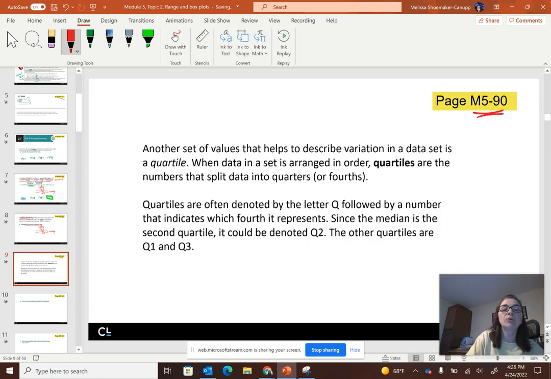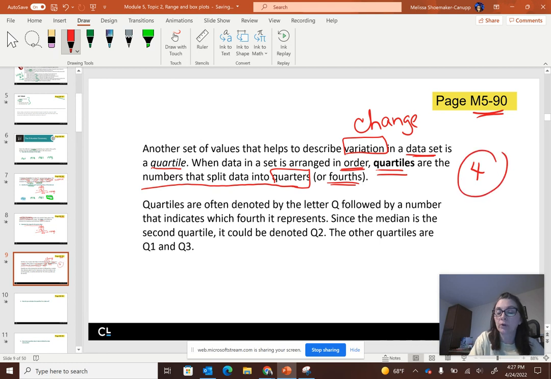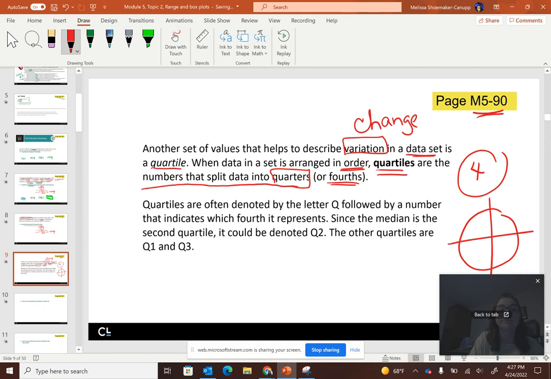Moving on, page M590. Remember, pause if you need more time to write something down. Another set of values that help describe variation. Variation is just change in the data set, that's your numbers, is a quartile. Okay, we're going to work on this all week. When data in a set is arranged in order, quartiles are the numbers that split data into quarters, or 1/4. We're splitting the data into 4 pieces. Think about a pizza. We're going to cut it into 4s.